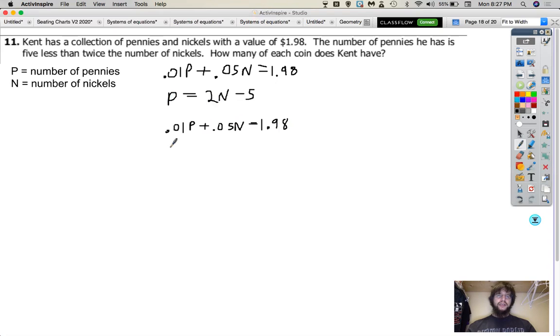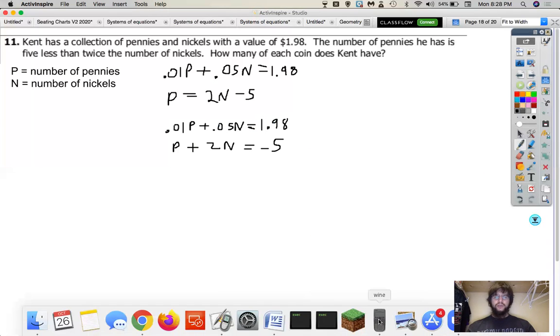Subtract 2n from both sides. P plus 2n equals -5. Now that's sufficient setup for me. Type it in your calculator. Let me change that. That looks kind of like a minus sign. That's an equal sign right there. Like that. There. Perfect. Beautiful equal sign.